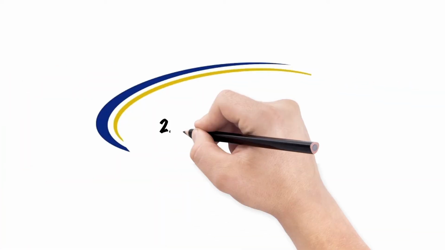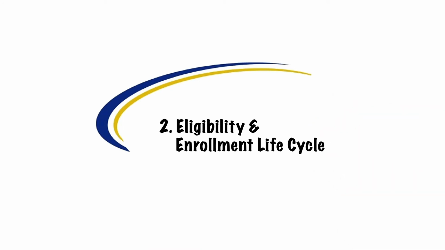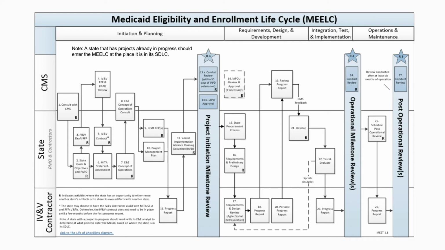Now that we have seen the Toolkit components, let's go to Section 2, where we will look at the key activities in the life cycle. In the Toolkit, the E&E life cycle is shown from beginning to end, but many states are already in the middle of upgrading their systems. A state that has already begun its journey will work with CMS to determine at what phase it enters the process.